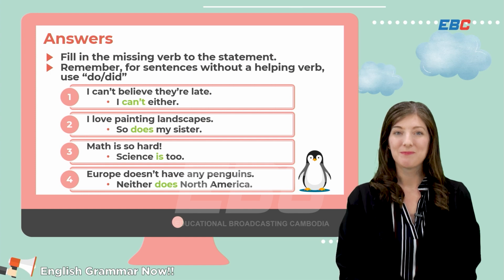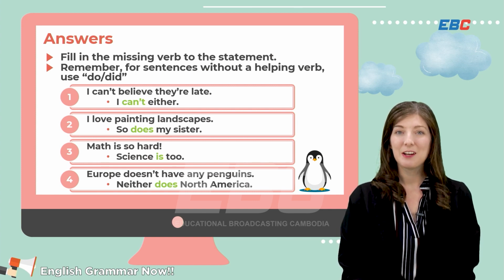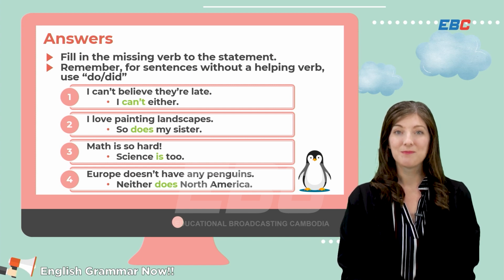Number 1, I can't believe they're late. I can't either. Number 2, I love painting landscapes. So does my sister. Number 3, math is so hard. Science is too. Number 4, Europe doesn't have any penguins. Neither does North America.